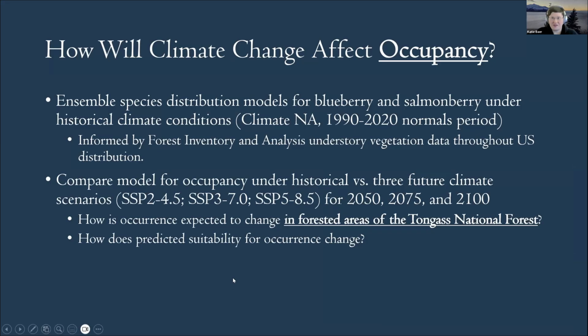I then built projections under climate normals for what we think the distribution of these species will look like under normal conditions, and then projected that forward under 3 future climate change scenarios, shared socioeconomic pathway 2, 3, and 5, for 3 years going towards the end of the century to see what kind of trajectory we see. So 2050, 2075, and 2100. And with this, I was trying to answer kind of 2 related questions. The first being, what kind of changes do we see in binary predictions for occupancy of these species? And then how does the more continuous predictor of climatic and topographic suitability change under these climate change scenarios?